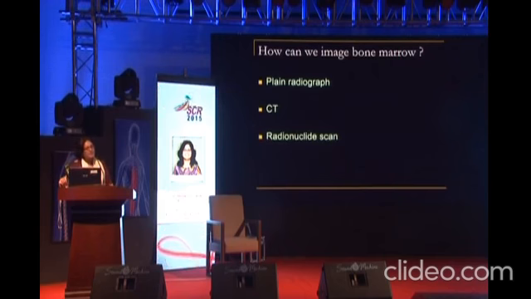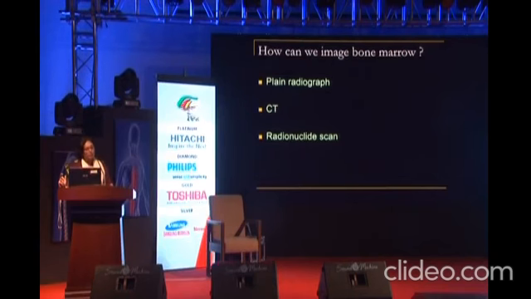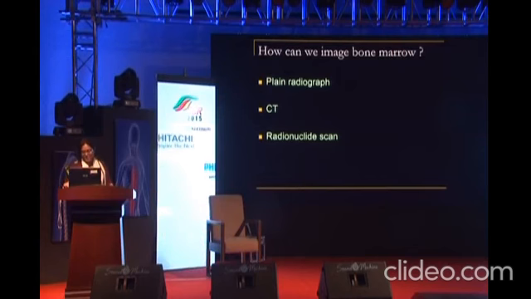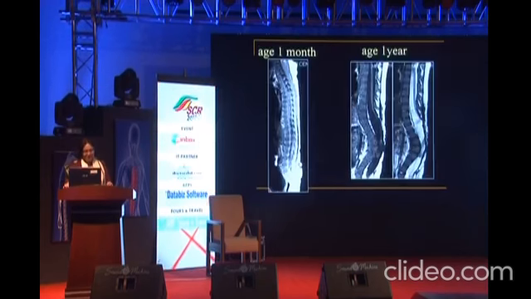Radionuclide scan is very sensitive but not specific. Anything with a high bone turnover will look like a hot spot. So it will not be very specific as to what particular abnormality it is. So MRI is the modality of choice when we want to image the marrow itself.